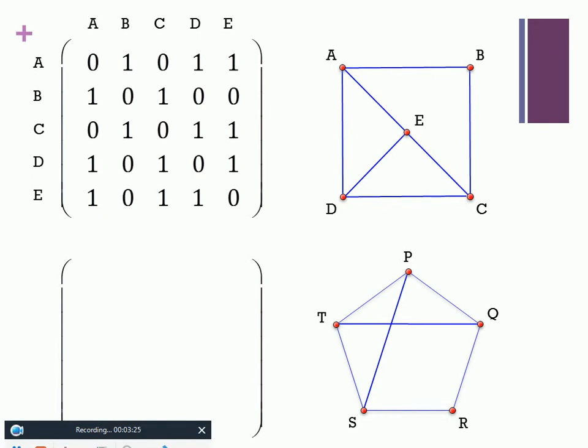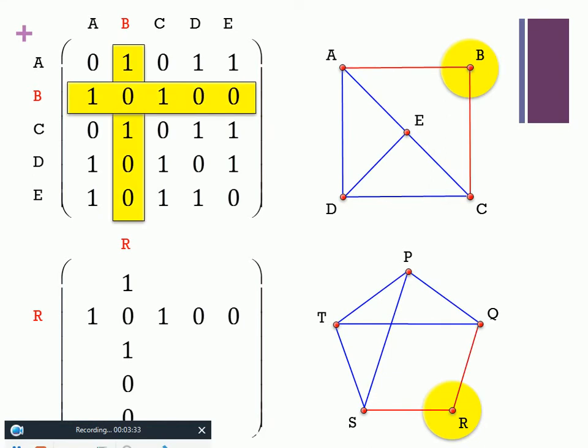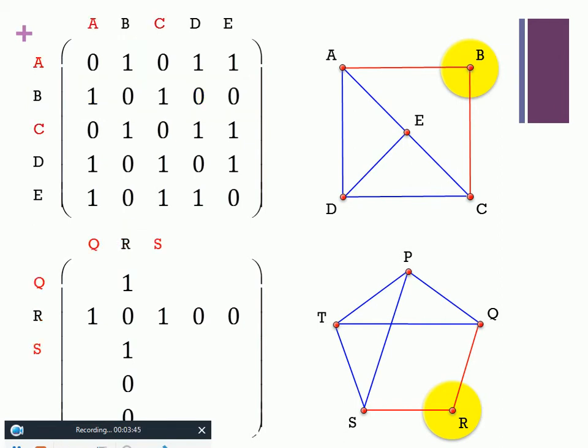So vertices B and R both have degree 2. All of the other vertices are degree 3. So we can see from the matrix that B is connected to A and C. And in the graph below, R is connected to Q and S. So we can say that A corresponds to Q and C corresponds to S.